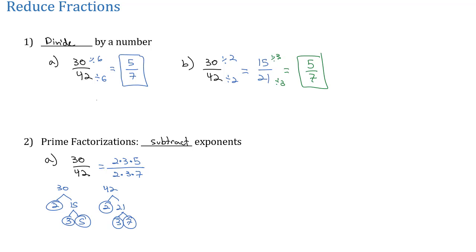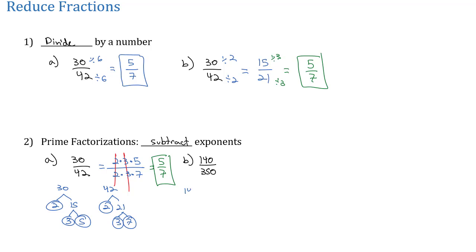What's nice about the prime factorization is we can reduce out those common factors, and what's left, in this case 5/7, is our reduced fraction. Let's try one that's a little more involved. Let's try 140 over 350.